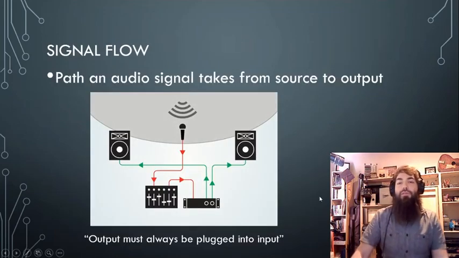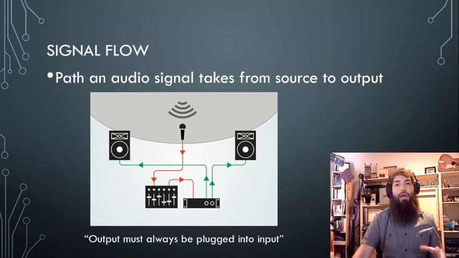Signal flow. So the most important part, of course, is how to plug it all in. Now that we know our components, and are a little more familiar with them, how do we plug them in? That's signal flow. That's the path an audio signal takes from the source to the output.